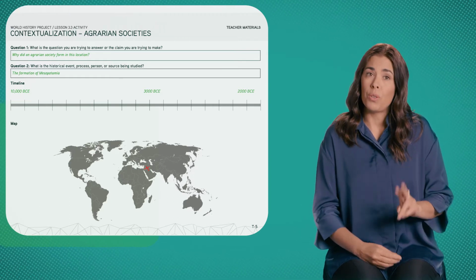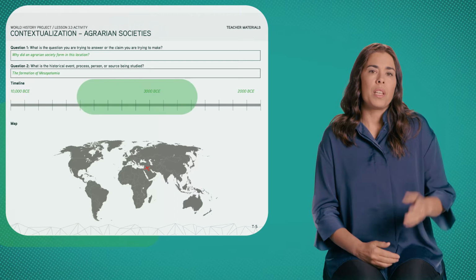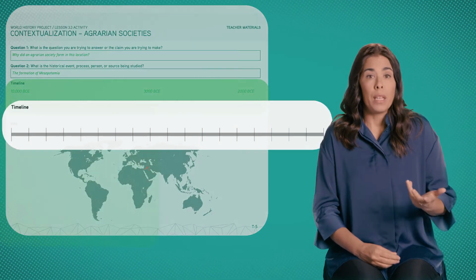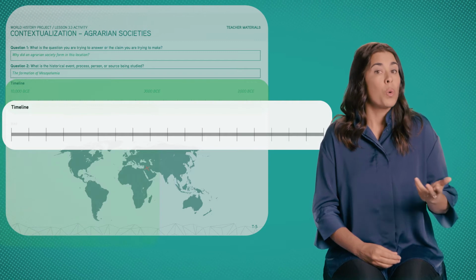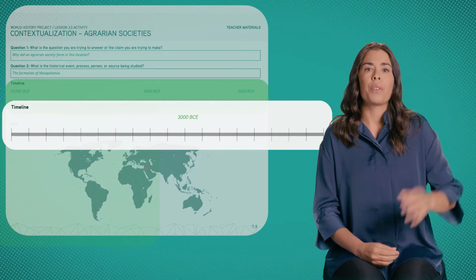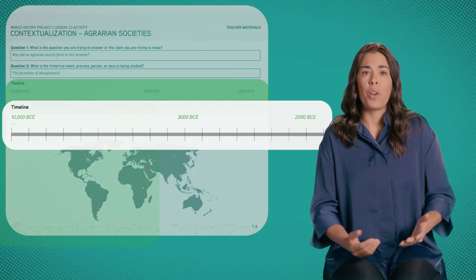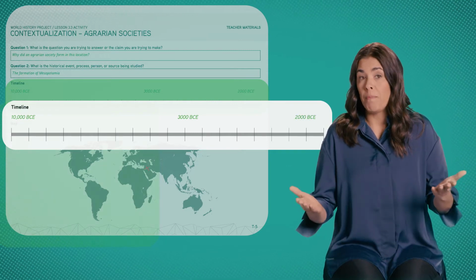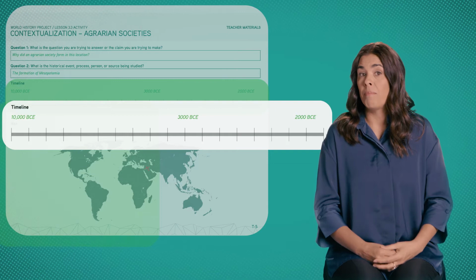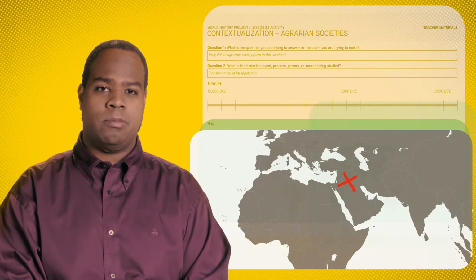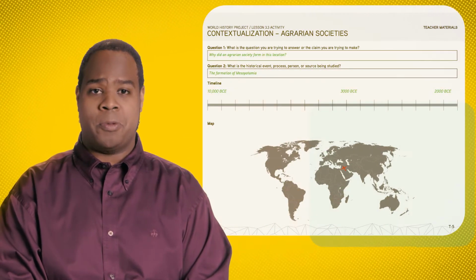In step two, the tool asks students to consider time and place. They'll start by identifying when the event, process, person, or source took place and mark it on their timeline, along with adding the start and end dates. So that could be someone's lifespan, a regime's time in power, a date of publication, and so on. Next, they'll mark on the map where the event took place. If you're counting along, that's step three.